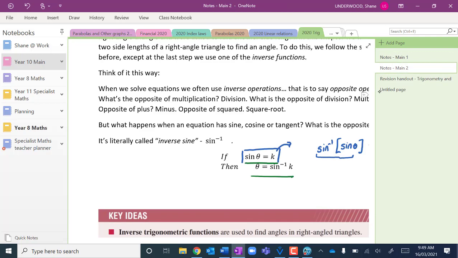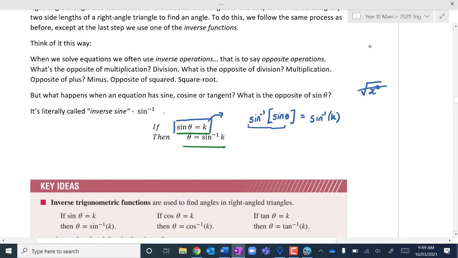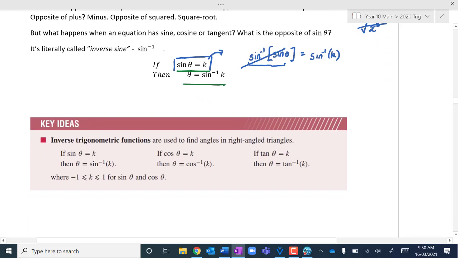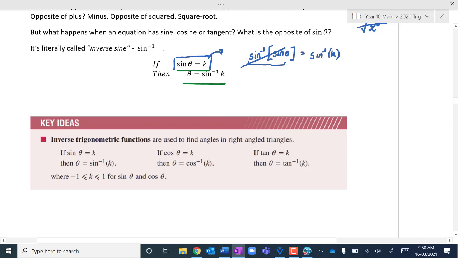You don't have to write like this all the time, but I want you to understand why they cancel out. Theta is equal to inverse sine k. So we're using the inverse trig ratio, and that's what we're actually doing over here. Please also note that when we do that, we're only going to get values between -1 and 1. We'll go through a little bit later as to why that is.